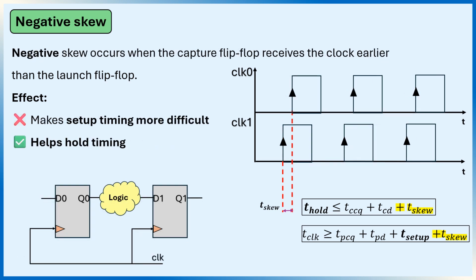Negative clock skew is the opposite. The capture flip-flop receives the clock before the launch flip-flop. Now the capture flip-flop samples the data earlier. That gives the data less time to travel through the combinational logic. As a result, negative skew makes setup timing more difficult. You can see this in the setup equation, where the skew increases the required clock period. On the other hand, because the capture flip-flop samples earlier, the previous data naturally remains valid for longer. That's why negative skew helps hold timing.